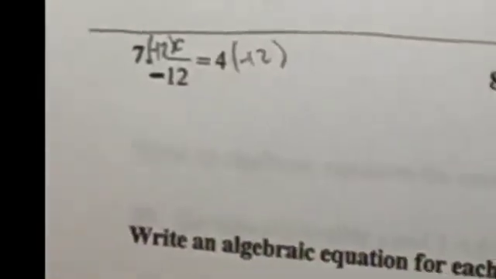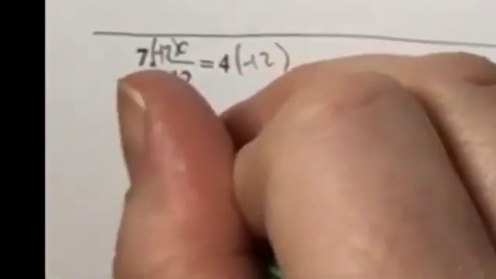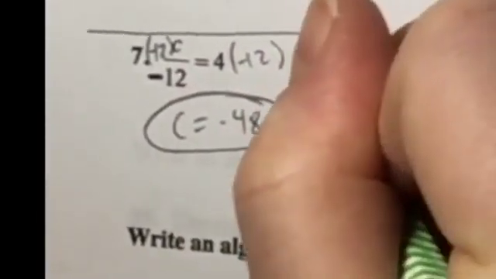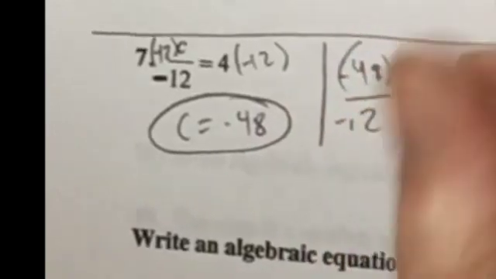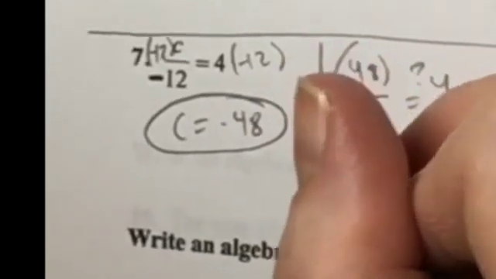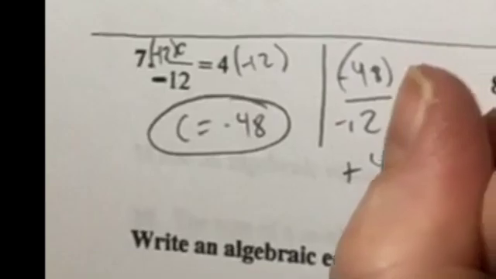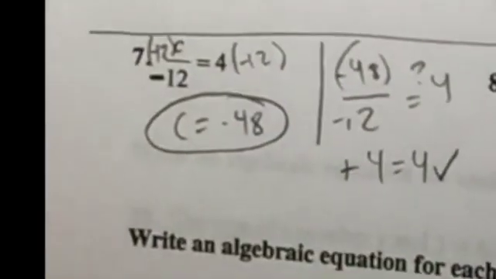Multiply both sides by -12. That's the inverse of dividing by -12. C is now alone. C equals -48. Circle: is -48 divided by -12 equal to 4? Negative divided by negative is positive. 48 divided by 12 is 4. 4 equals 4. Check. Divide by 6/10, divide by 6/10.